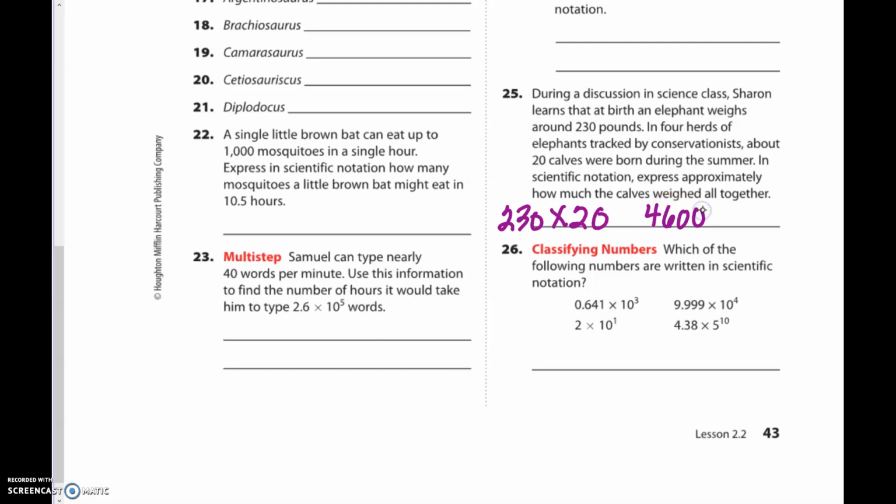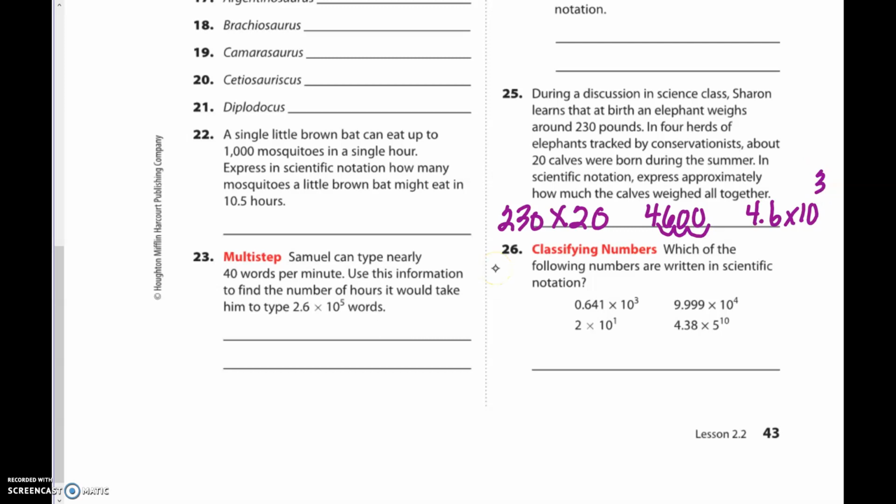pounds. Now, they want this in scientific notation. So remember, we're going to put the decimal where it needs to go first. So 4.6. Step 2, write times 10. Then how many places do we move that decimal? 1, 2, 3. So put a 3 up here as your exponent.